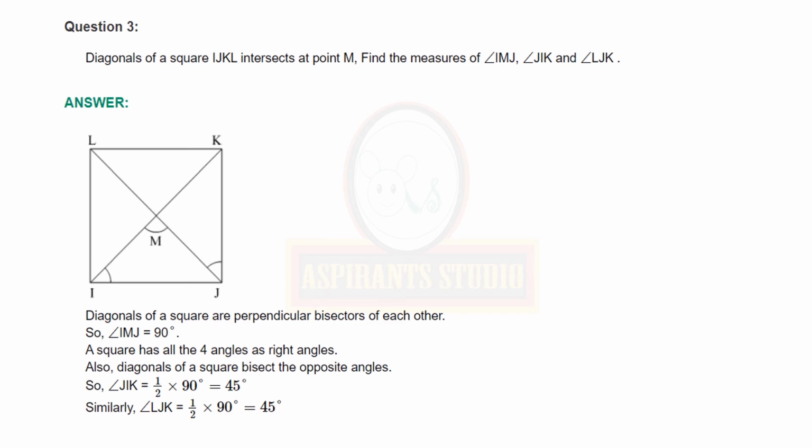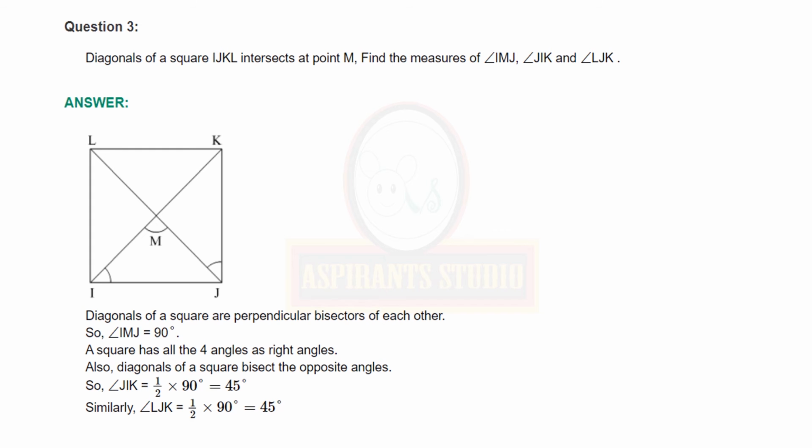Question number 3. Diagonals of a square IJKL intersect at point M. Find the measures of angle IMJ, angle JIK and angle LJK. Here also you write what is given and what is to be found out. Given: diagonals of a square IJKL intersect at point M. To find: the measures of angle IMJ, angle JIK and angle LJK.